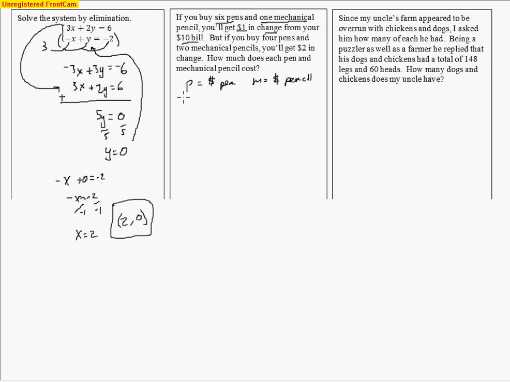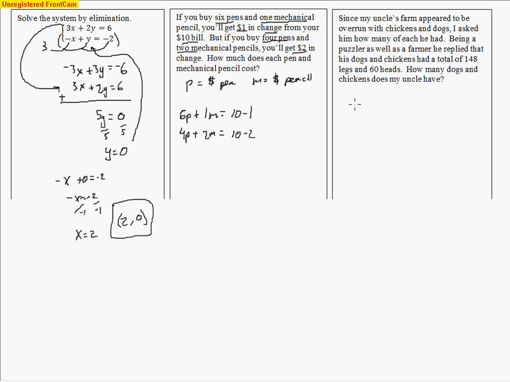And so our first equation is going to be 6P plus 1M equals, and then I get $1 back from the $10 bill, so it costs $9. So 10 minus 1, that's where I'm getting 9 from. But if you buy 4 pens and 2 mechanical pencils, you get $2 in change, so that's going to be $8. So I'll subtract those two, that's where I'm getting that 8 from.